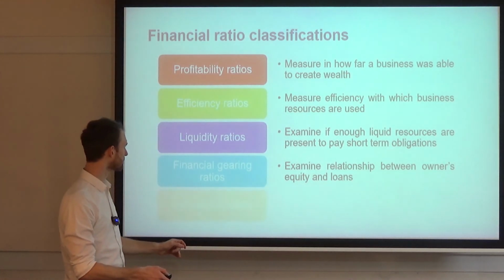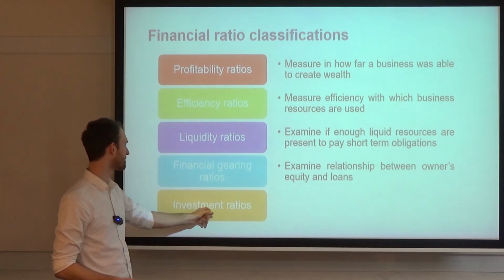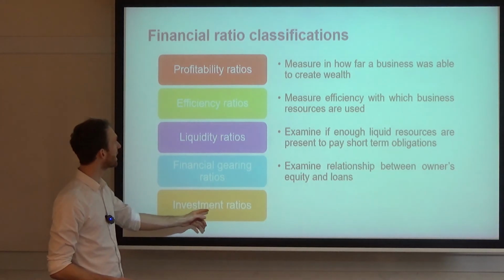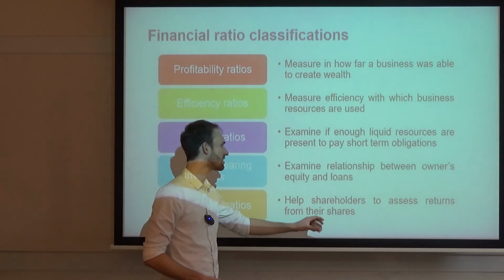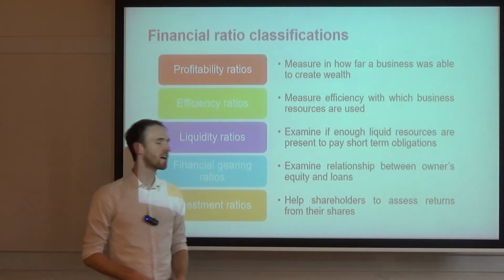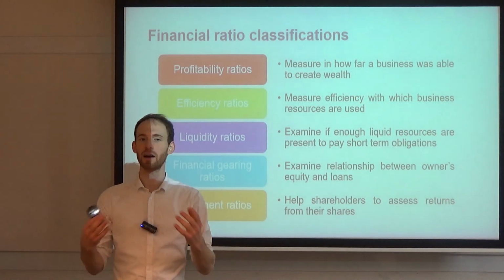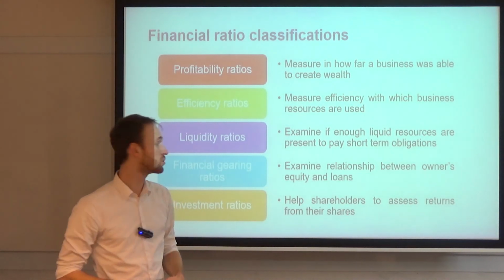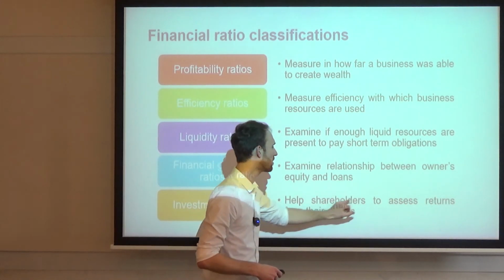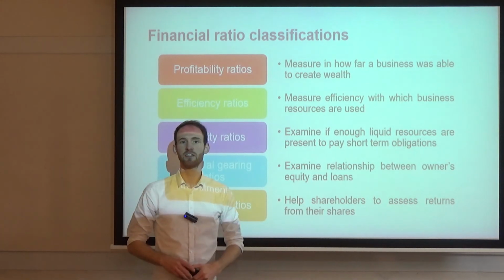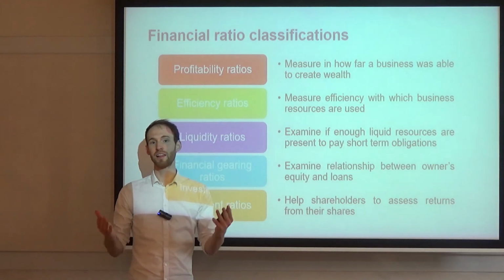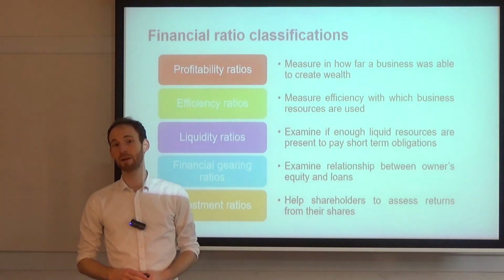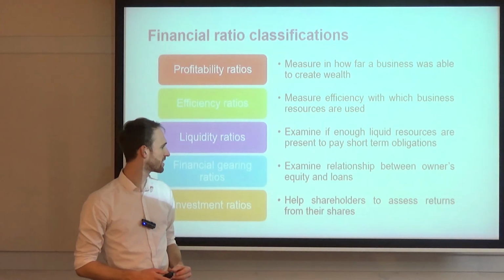And then finally we have the investment ratios, and investment ratios basically look at the shareholders and help them to assess how well the company is doing in terms of returns. So to assess the returns from the shares, so they invest into the company, and they want to find out how well this investment was developing, how good their investment was.